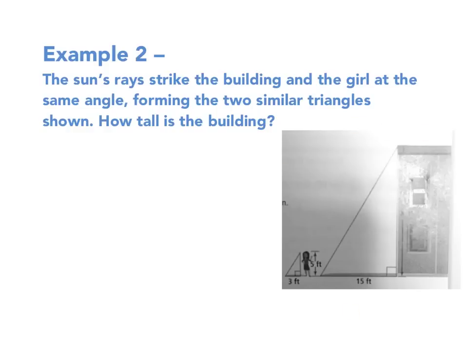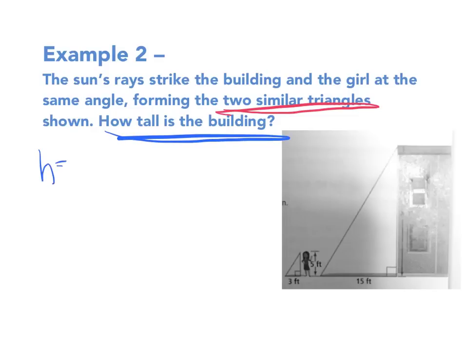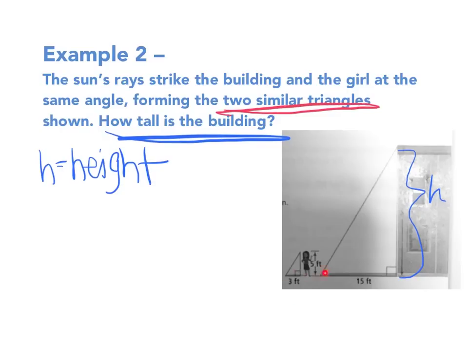So this is a popular example that you see where you get a diagram and you have to answer a question based on the diagram. And this question says the sun's rays strike the building and the girl at the same angle, forming two similar triangles. So right there you see similar triangles, you know you're going to use a proportion. We need to find out how tall is the building. So I'm going to assign my variable h as the height. That's what we're looking for. We need to find out what this side is right here. This is my h. And it looks like we have corresponding sides already that we know.